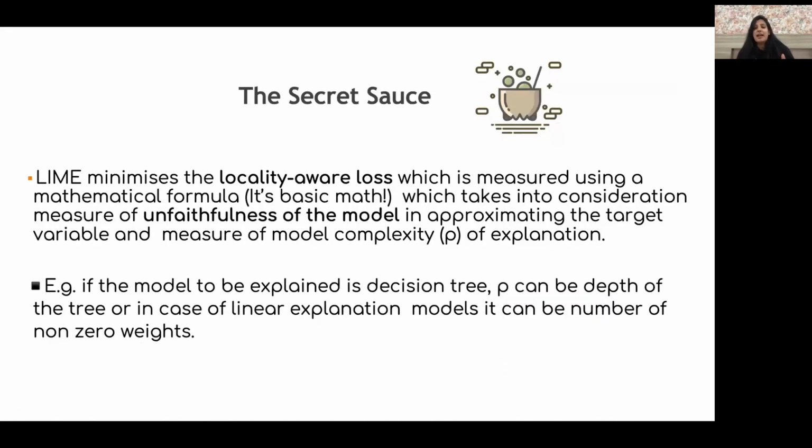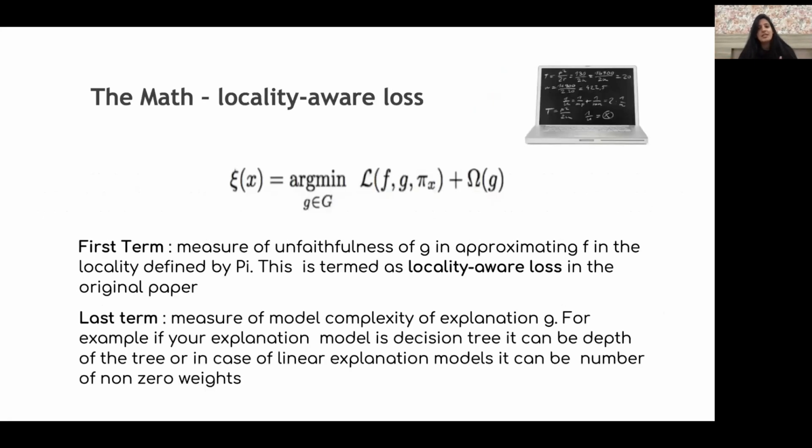Now, this was all the maths, but what is the secret sauce that makes LIME so model agnostic? It is the locality-aware loss. It's a mathematical formula which takes into consideration two things. One is the unfaithfulness of the model in approximating the target, and the second is the complexity of the model. Complexity of the model in a decision tree could be the depth of the tree, or in the case of linear regression models, it could be the number of non-zero weights. Let me put it out in terms of the maths.